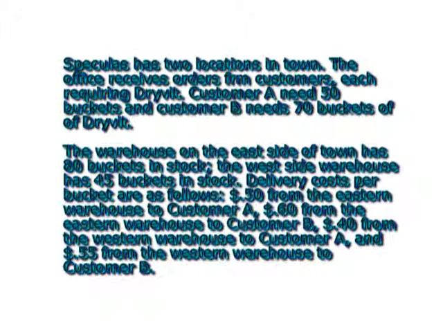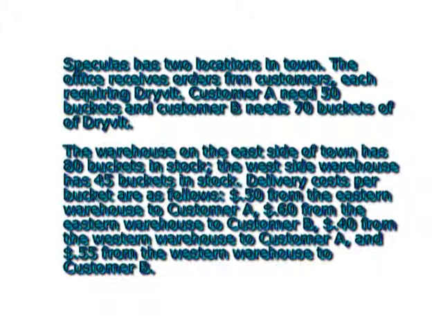Speculas has 2 locations in town. The office receives orders from 2 customers, each requiring Drive-It. Customer A needs 50 buckets of Drive-It while customer B needs 70 buckets of Drive-It. And then there are 2 warehouses, on the east side and on the west side of town. The warehouse on the east side of town has 80 buckets in stock. The west side warehouse has 45 buckets in stock.